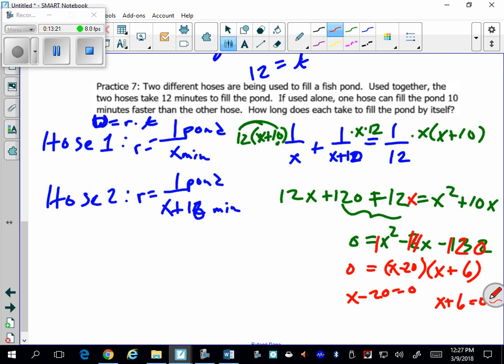Well, we're talking about a real world problem here. x is time, so time only is positive. So x equals 20 minutes is the only solution. You can't have a negative time, so that can't be a solution. So 20 minutes. All right.